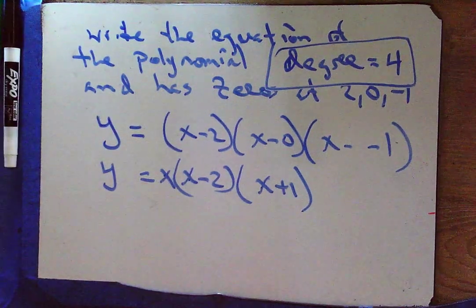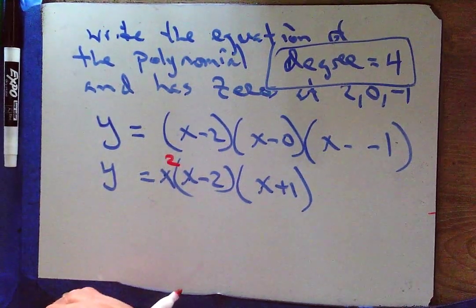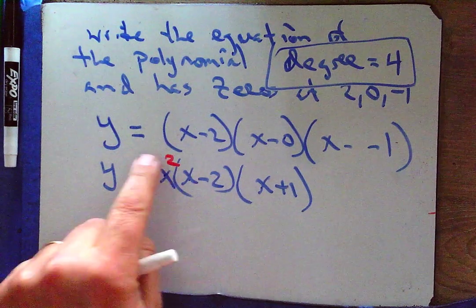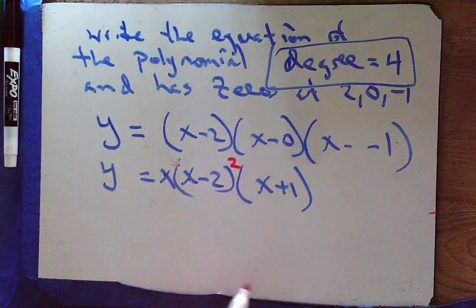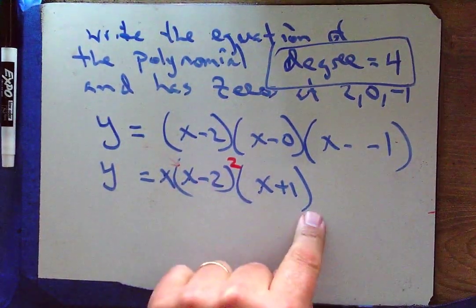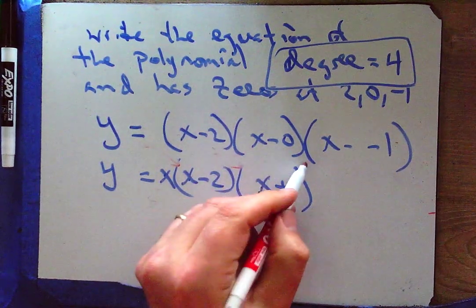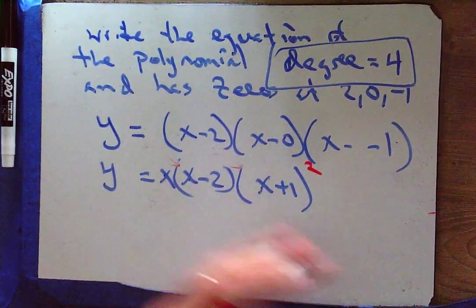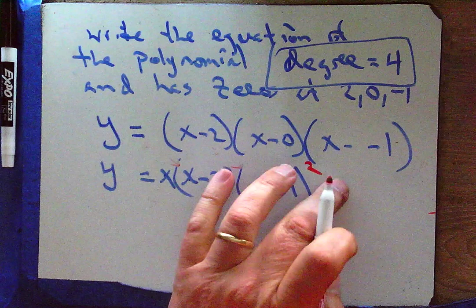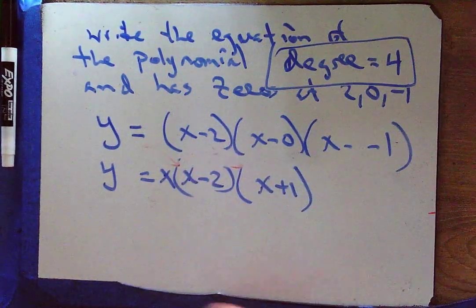That's right. Maybe this one gets squared, and now I have a fourth degree polynomial. Or maybe this one gets squared, or maybe this one gets squared, and I have a fourth degree polynomial. So I've got 3 different choices for that one.